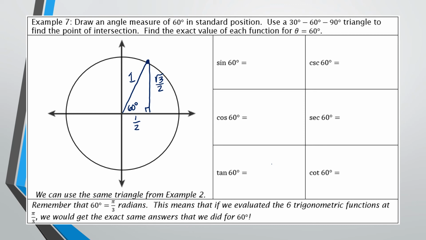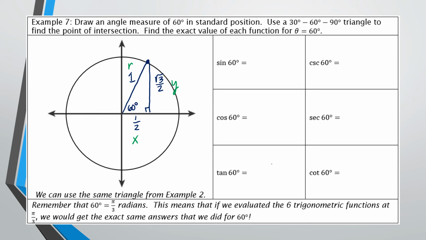Now the 60-degree angle is at the origin instead of the 30-degree angle. So I still have the same information, it's just flip-flopped. This 1 represents my r, 1/2 represents x, and the square root of 3/2 represents y. We're going to do the exact same thing where we fill in our ratios and then we do some simplifying.